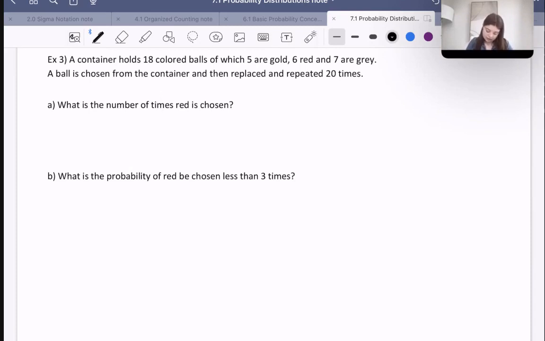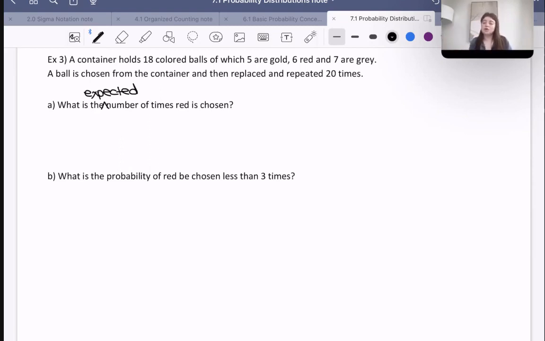So the first one asks, what is the number of times red is chosen? Now, actually, we don't actually know what number of times red is chosen, so I think this is a typo. I'm going to change the question to expected. What is the expected number of times red is chosen? Because the correct answer for what is the number of times red is chosen is it varies, right? It could be anything from 1 to 20 times.